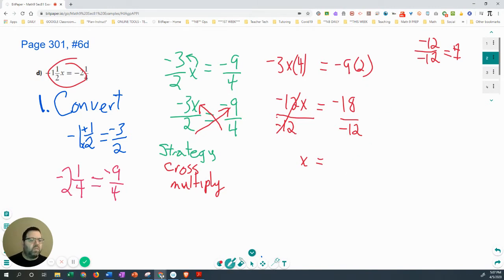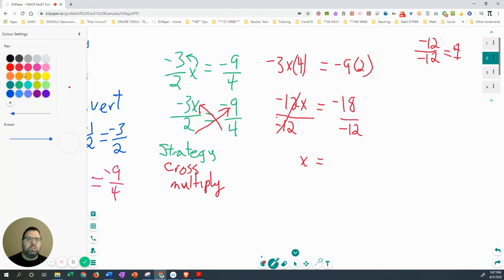We can simplify this fraction for sure. We can just take a greatest common factor out, so we can divide this by 6 and we can divide this by 6, and we get 3 over 2, or x is equal to 1.5.